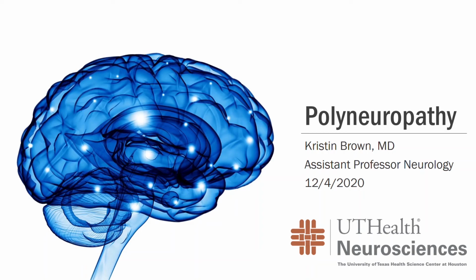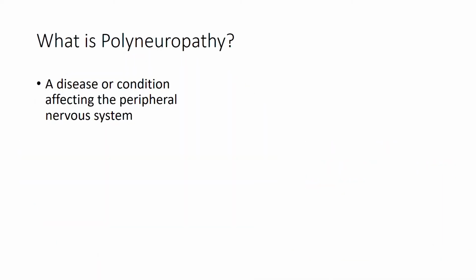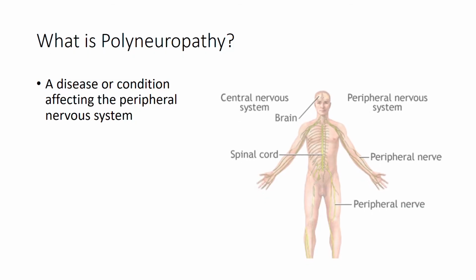I'm an Assistant Professor of Neurology here at UTHealth in Houston, and I'm a member of the Neuromuscular division of the UTHealth Neurosciences program. And today I'm going to talk to you guys a little bit about polyneuropathy, also commonly referred to as neuropathy. So we're going to start off our discussion with what is neuropathy. It's a disease or condition affecting the peripheral nervous system.